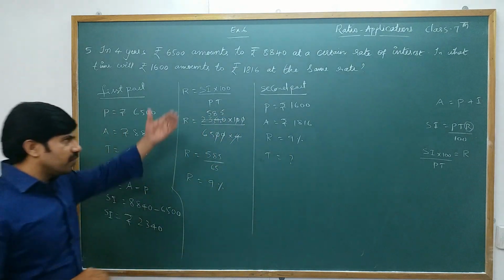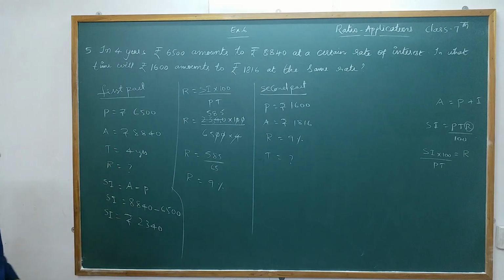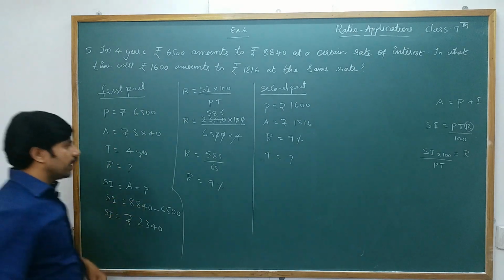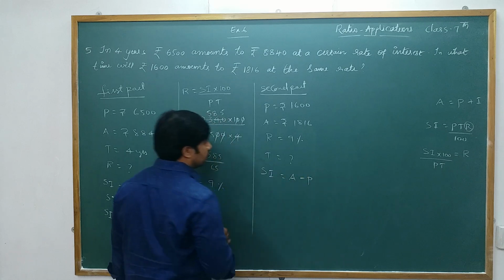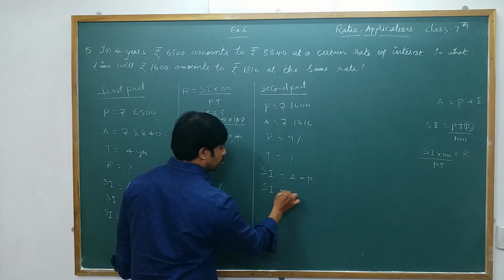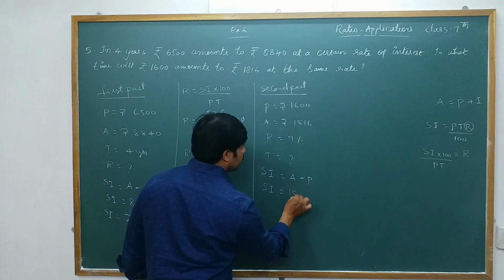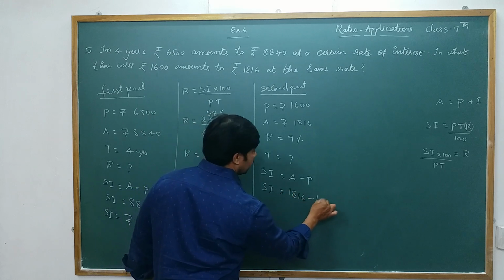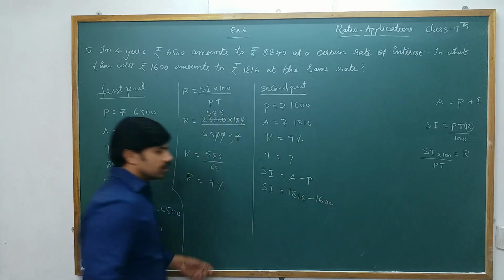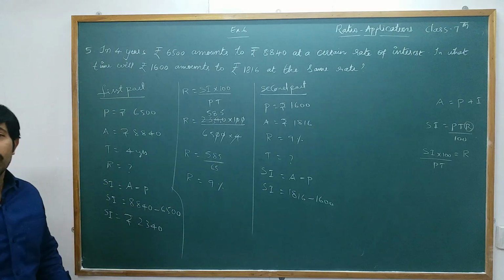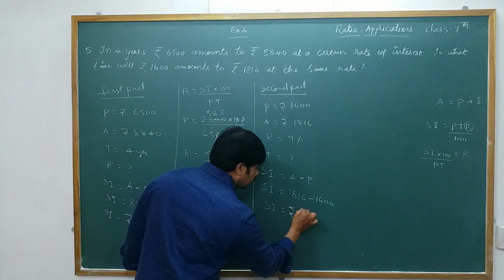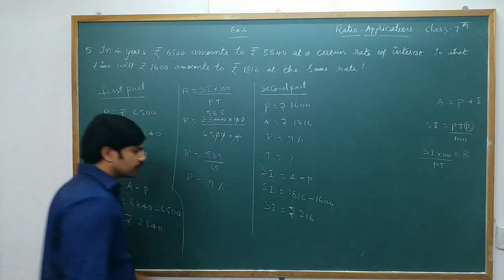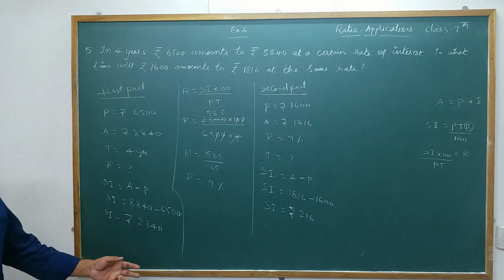Here we have the principal and amount, so we'll find out SI. What is SI? Amount minus principal. So simple interest is equal to 1816 minus 1600. We need to subtract these two. We get 216 rupees. So SI is equal to rupees 216. Now after getting SI, we can find out T.